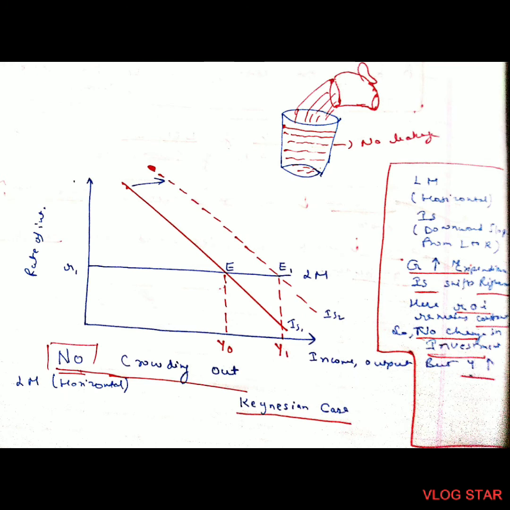So in this, as you can see, as the government increases expenditure, the IS curve shifts to the right side. But there is no change in the investment, which means investment is perfectly interest inelastic. When there is no crowding out, or you can say zero crowding out, the LM becomes horizontal, and in full crowding out, the LM is vertical.